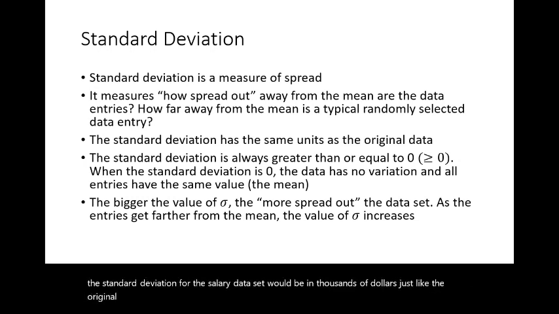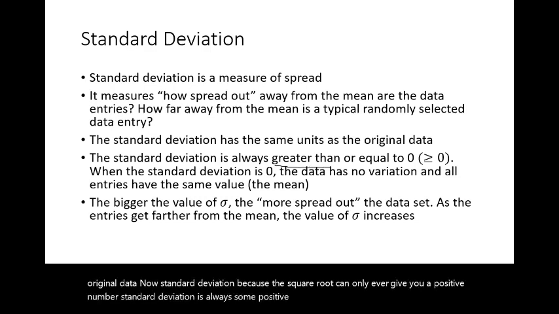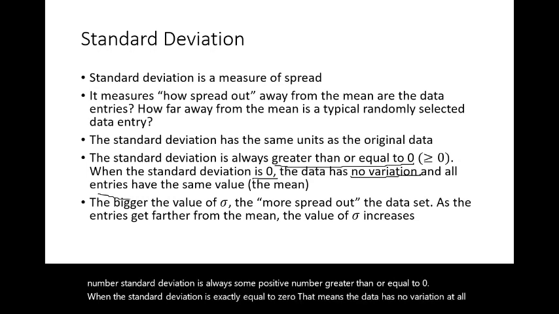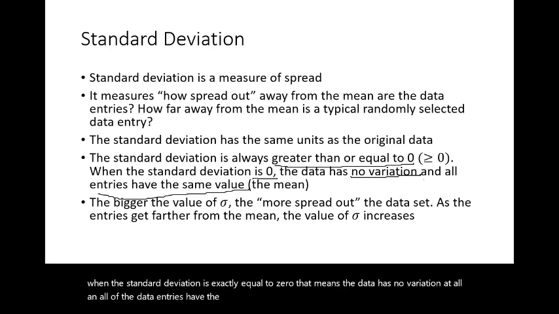Now, because the square root can only ever give you a positive number, standard deviation is always a positive number greater than or equal to 0. When the standard deviation is exactly equal to 0, that means the data has no variation at all, and all of the data entries have the same value, which would be the mean.